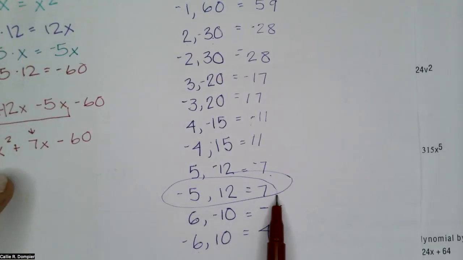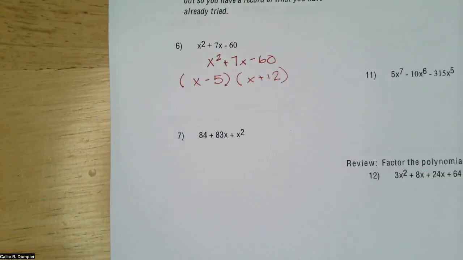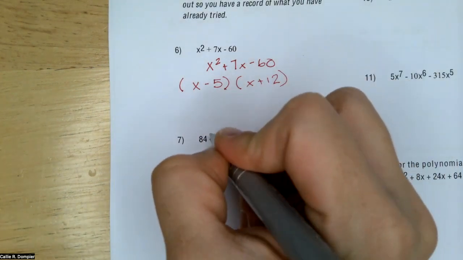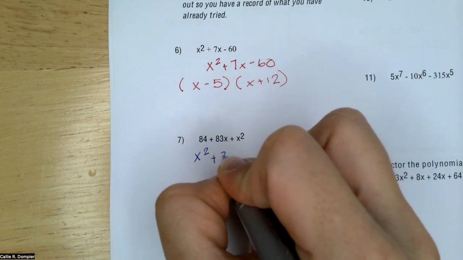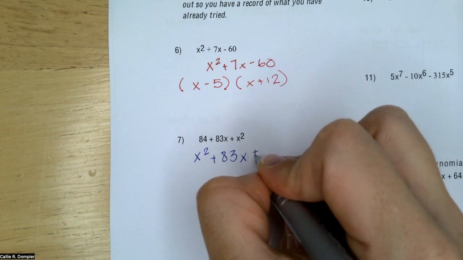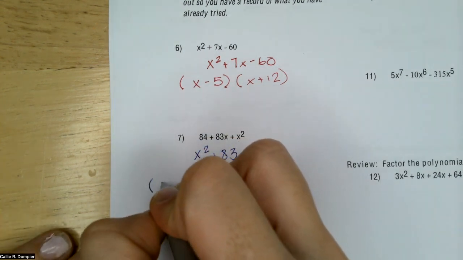Negative 28, positive, okay? Here we have 84 plus 83x plus x squared. That looks scary. Don't be scared. Because remember, the first step is put it in descending order. So instead of 84, our A is actually 1. 1x squared plus 83 is our B, 83x, plus 84. Good?